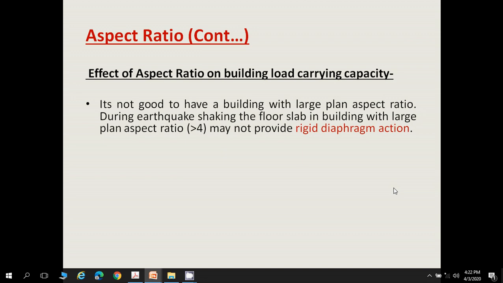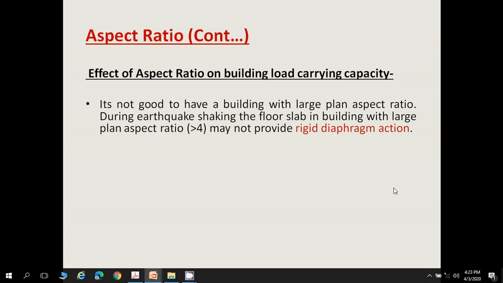Before going to the definition of rigid diaphragm action, I'll explain how the floor slab plays a role when a building is subjected to an earthquake. During earthquake shaking, inertial force is mobilized in a building, usually at the floor level, where the concentration of mass is large. So the inertial force will be mobilized by the floor slab. This inertial force is then distributed to the different lateral load resisting systems.